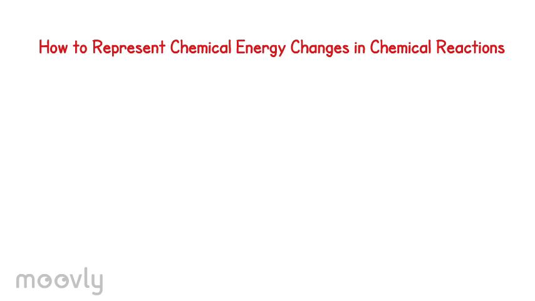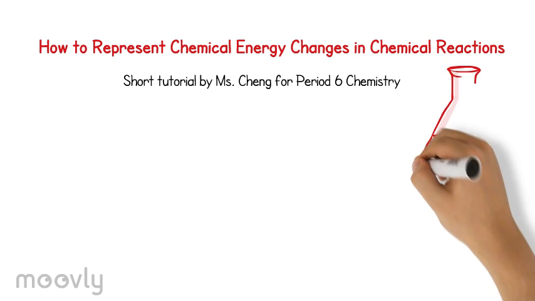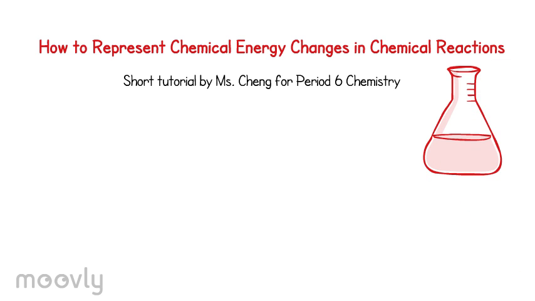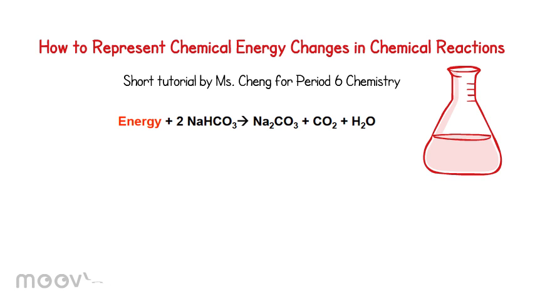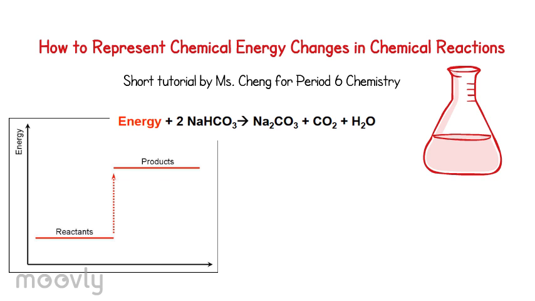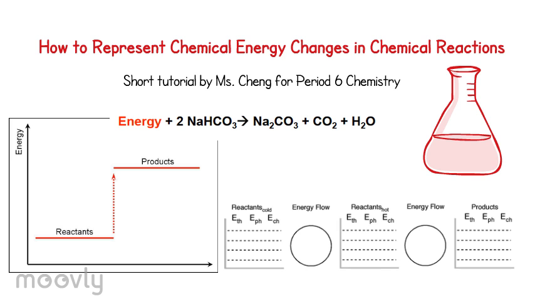This is a short tutorial that will show you how to represent chemical energy, ECH, in three ways. The first way is using a balanced chemical equation with the energy term as a reactant or a product. The second way is to show chemical energy changes using an energy diagram, comparing the energy content of the reactants to the products. And the third way is using energy bar charts to show how chemical energy changes throughout a chemical reaction, in addition to thermal energy and phase energy.